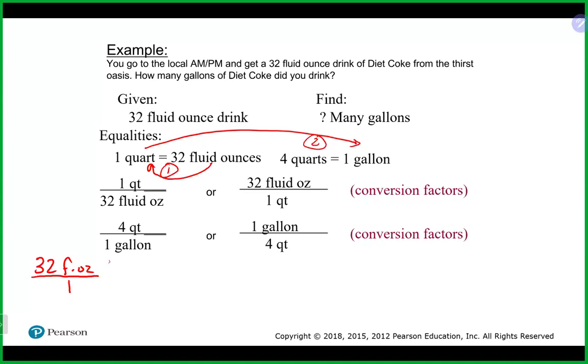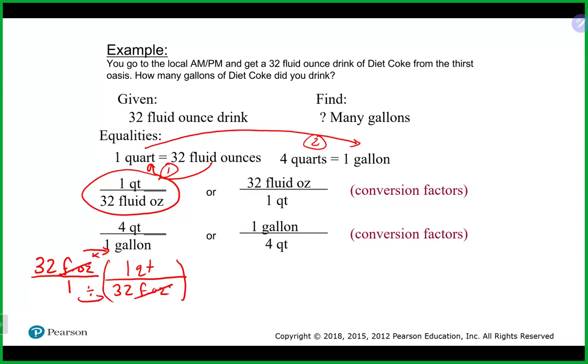Once again, that's going to help me choose the correct conversion factor. I've got fluid ounces on top and I want to get rid of them. So I need the opposite location for fluid ounces, which would be this first conversion factor here. We would have 1 quart on top and 32 fluid ounces on the bottom. Once again, we'd be multiplying the top, dividing the bottom. At this point, the fluid ounces would cancel.